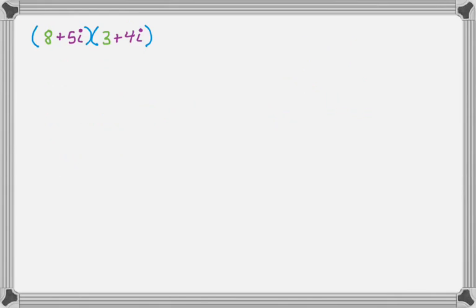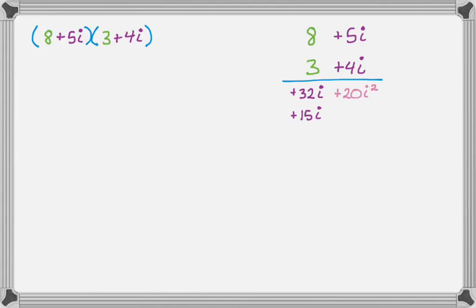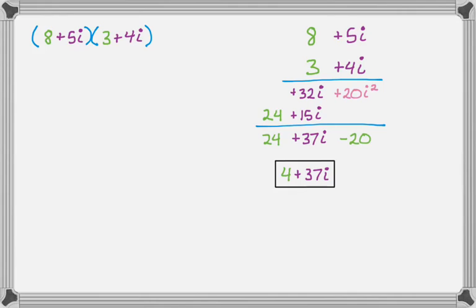Let's try one more. So we have this. First I'm going to do it by multiplication. So set it up. I'm going to do 4i times 5i is plus 20i squared. 4i times 8 is plus 32i. Now I'm going to do 3 times 5i, which is 15i, and then 3 times 8, which is 24. And then I just bring things down. So 20i squared is 20 times negative 1, so my negative 20. And then it's going to be 37i, and then 24. And then that finally is 4 plus 37i.